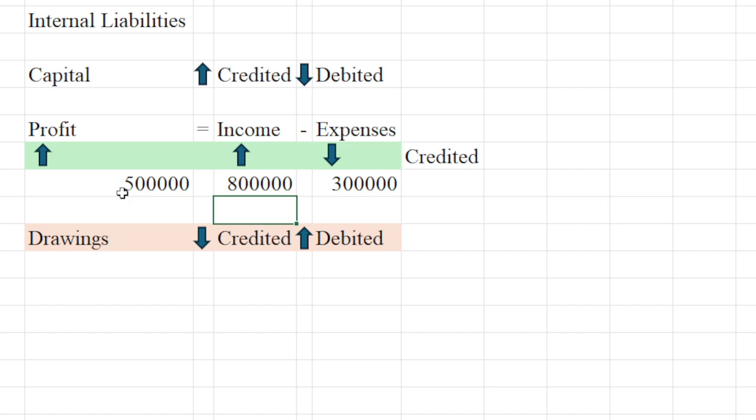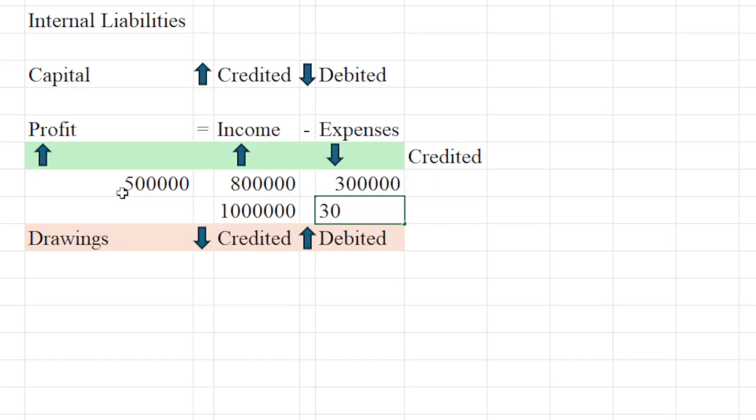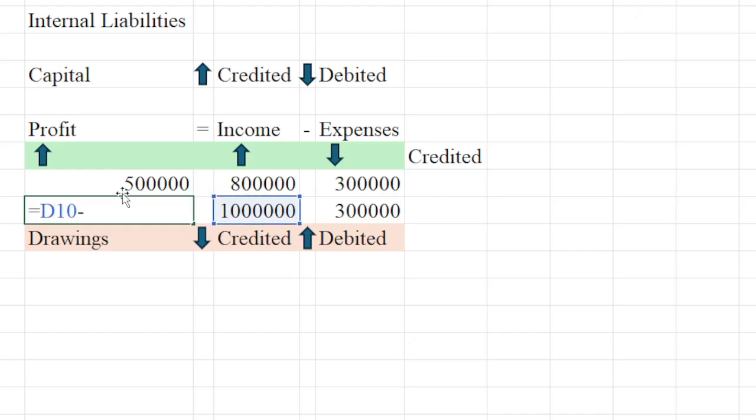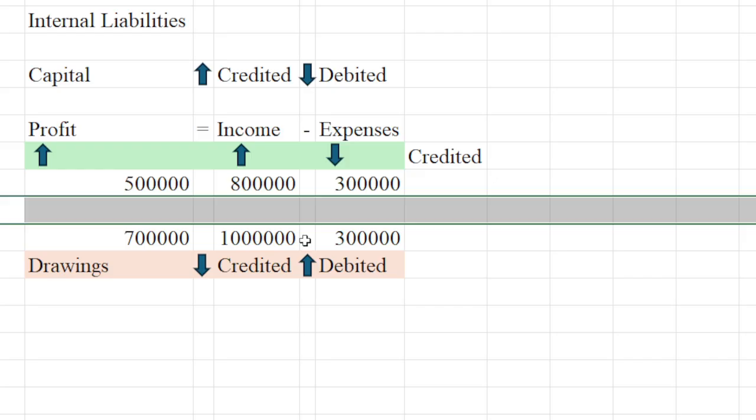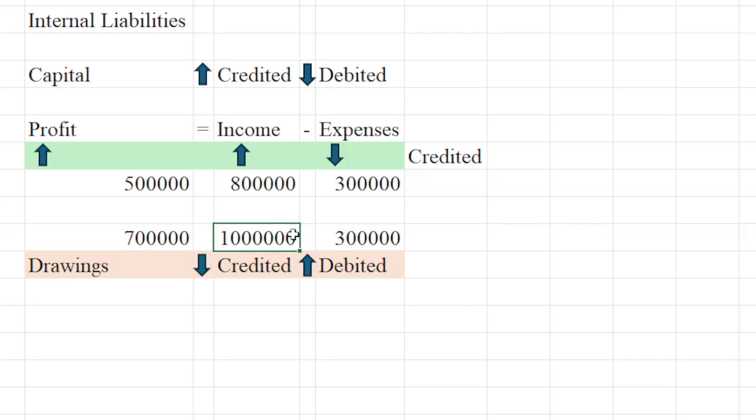Let's say income increased to the extent of 10 lakhs, and let's assume that expenses remain the same. Then profit is equal to income minus expenses. What happened? From 5 lakhs, it increased to 7 lakhs. Therefore, whenever income increases, we credit the transaction.